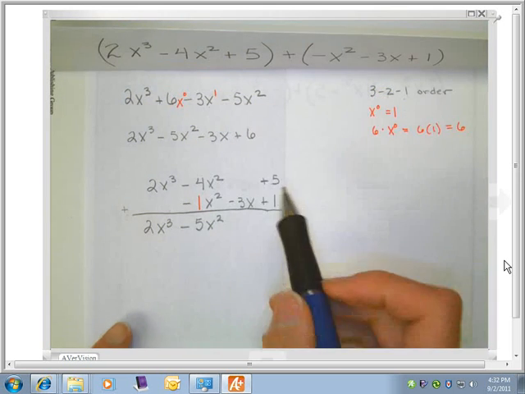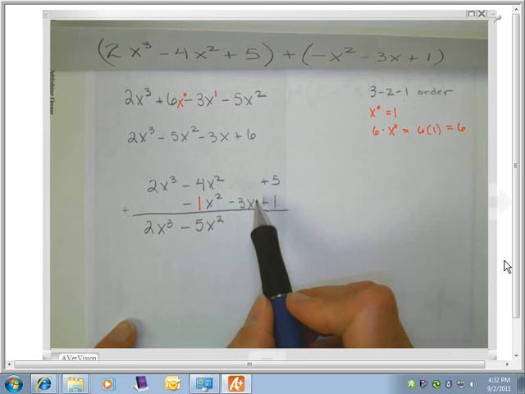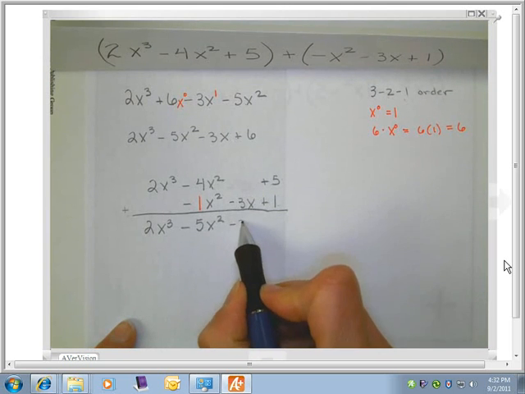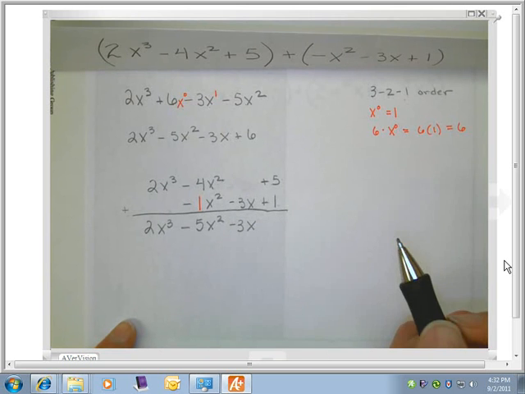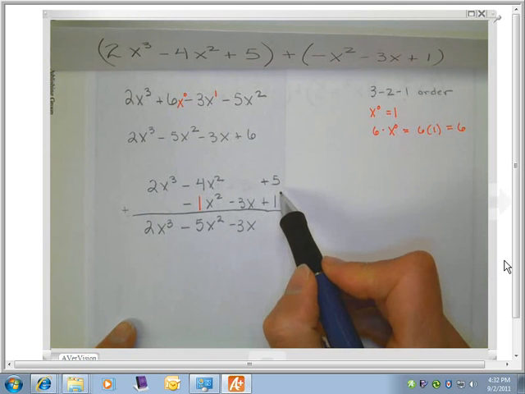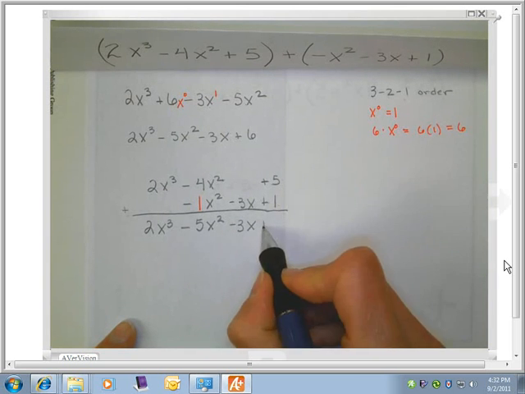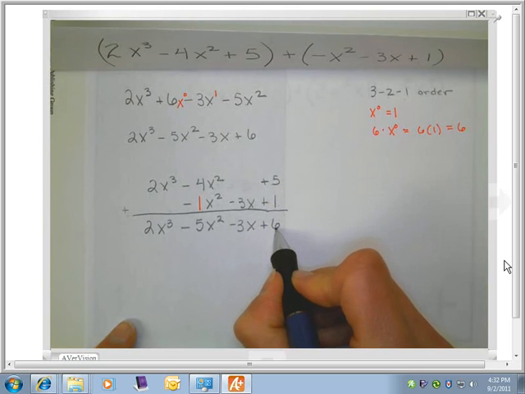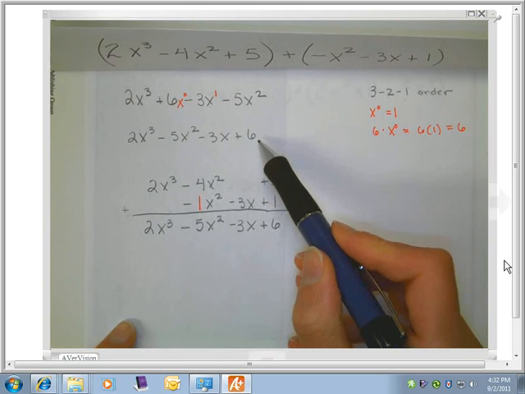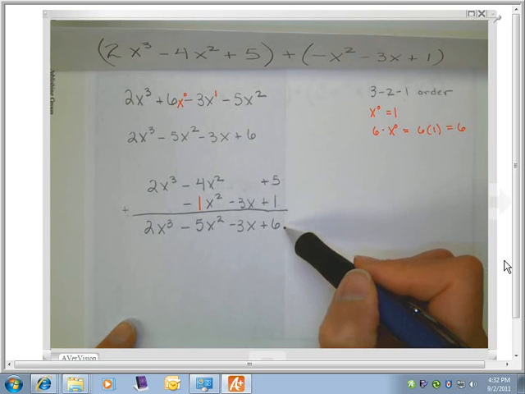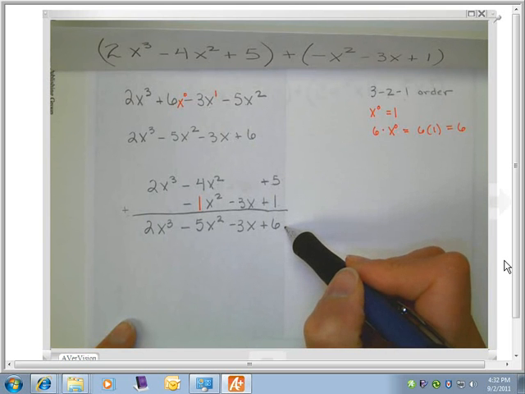Now there's nothing here, right? I don't have any simple x terms, so I'm just going to write that down because that didn't get added to anything. And then I have 5 plus 1, which is 6. So notice I got the same answer with the manipulatives and with writing it out the long way.